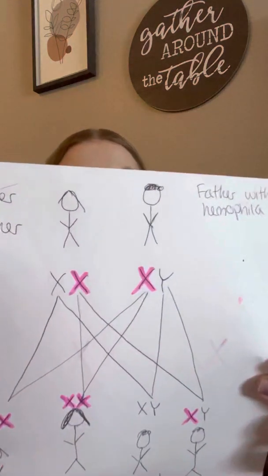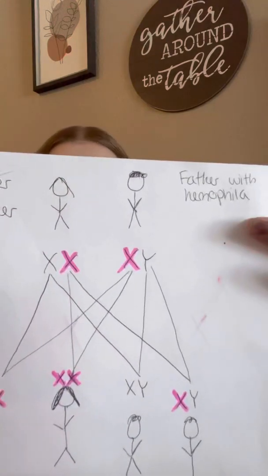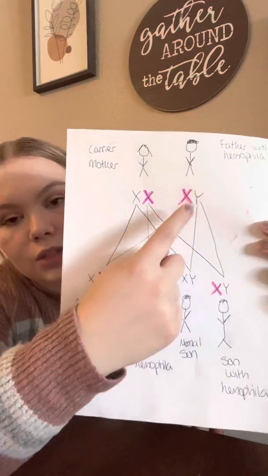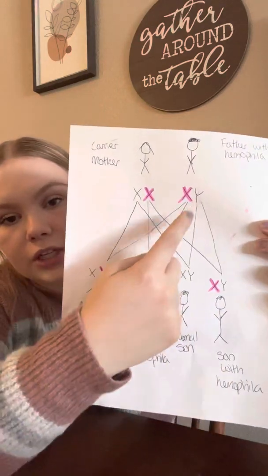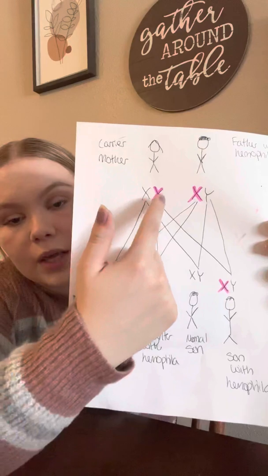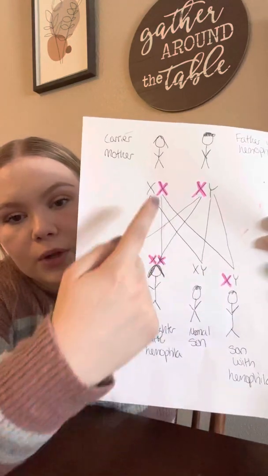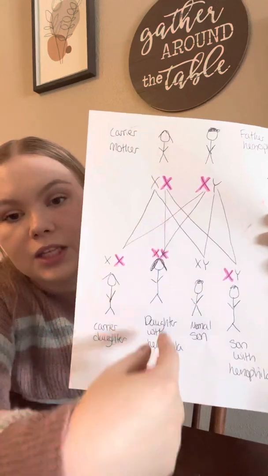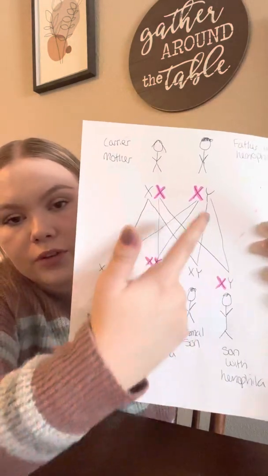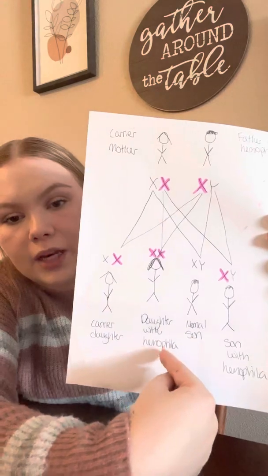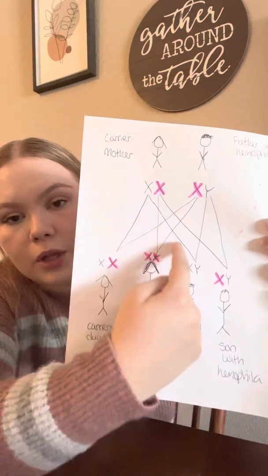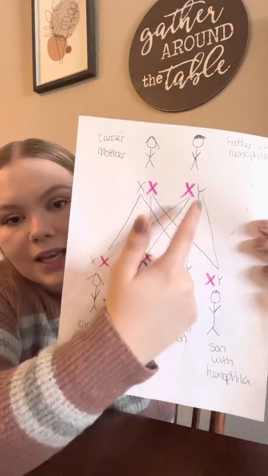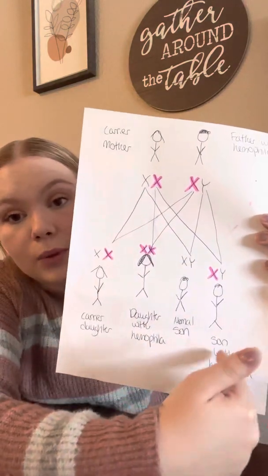This is a carrier mother and a father with hemophilia. So the X with the pink is the one with the disease. So she's a carrier, he has it. And if they were to have a daughter with the clean X and then the one that's mutated, she would be a carrier. But if it was both of the mutated X's, the daughter would have hemophilia. If it was the normal X and normal Y, normal son. Affected X and normal Y, son with hemophilia.